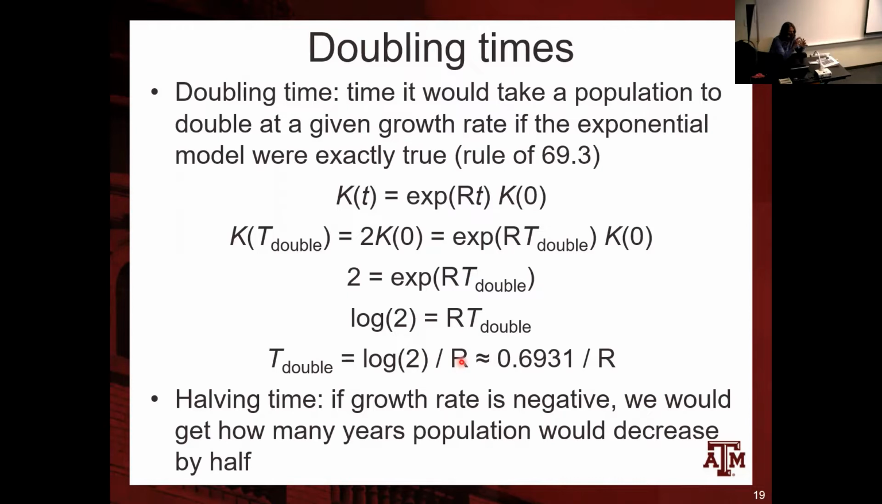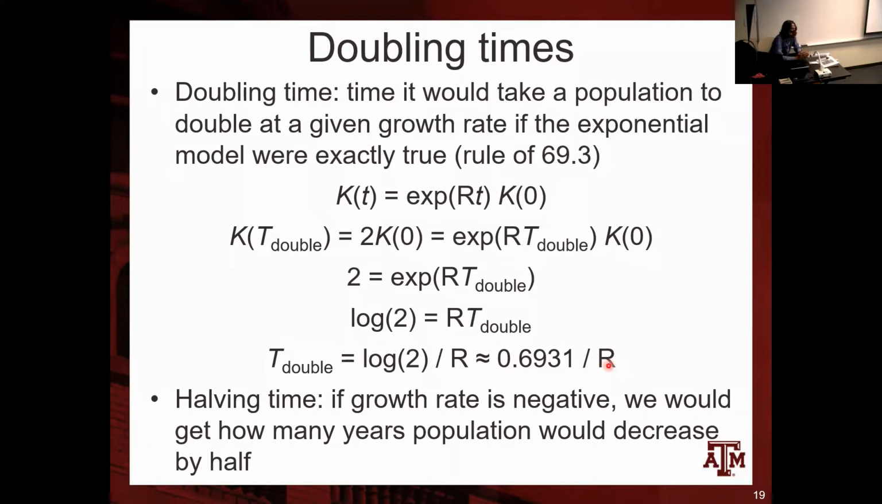An approximation of log of 2 is 0.6931. That's why this rule is called the rule of 69.3, because of this. And if we round it up even more, we can calculate the time to double a population, given a specific population growth rate, and it's going to be around 0.7 divided by the population growth rate.